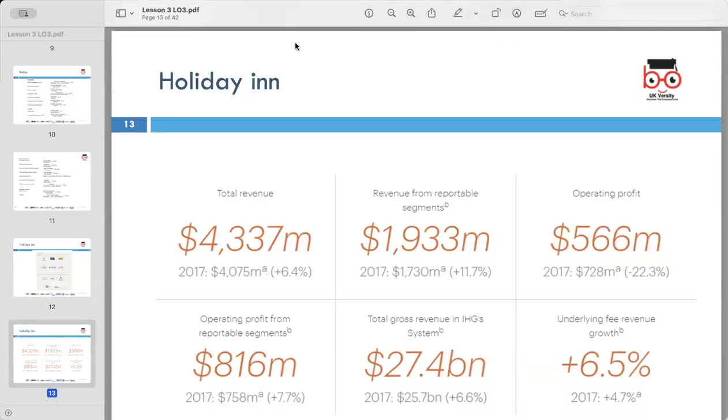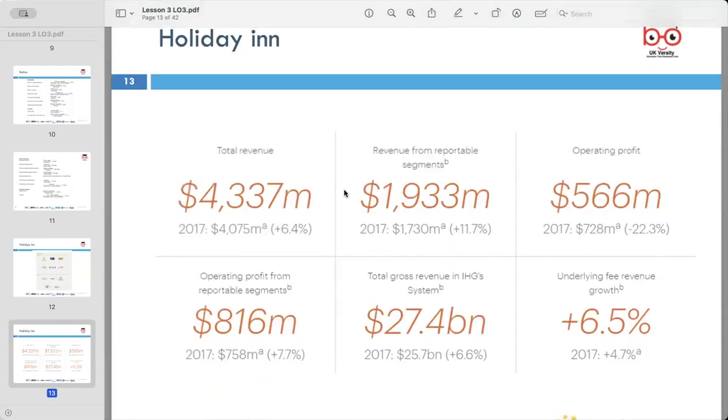Okay, Holiday Inn financial performance provides insights into the brand's revenue generation, profitability, and growth trajectory. Key financial metrics for Holiday Inn include total revenue in the specified period. Holiday Inn generated total revenue of $4,337 million, representing a 6.4% increase compared to the previous year.